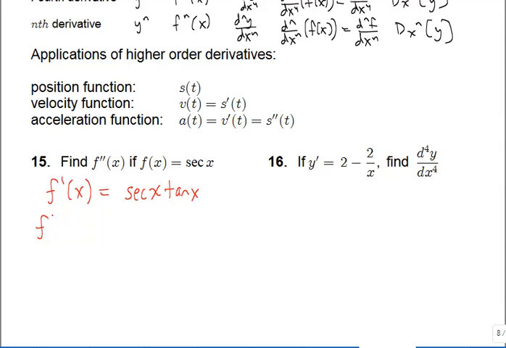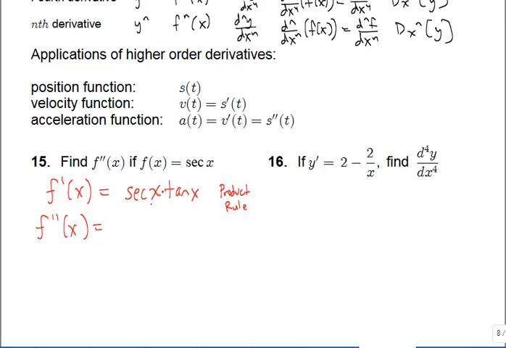Now to find the second derivative, we're going to take the derivative of this answer, but you must be careful here. This is, again, one of these common mistakes that a lot of students make. There's implied multiplication between that secant times that tangent. So you do have to use a product rule to get your second derivative. You can't just take the derivative of the secant and then take the derivative of the tangent and multiply those two together. The product rule is more complicated than that.